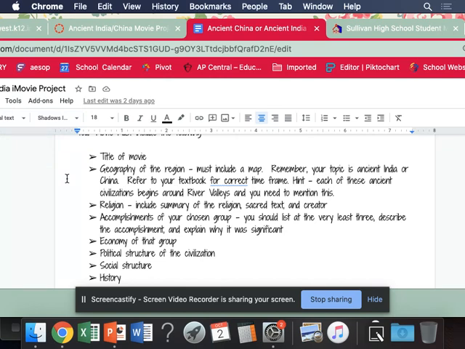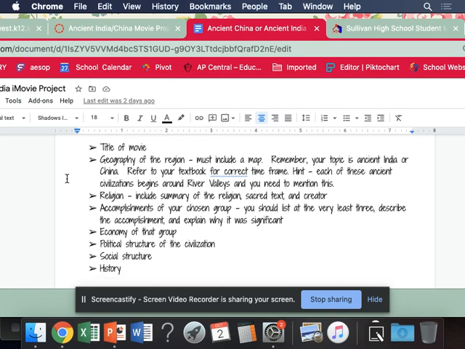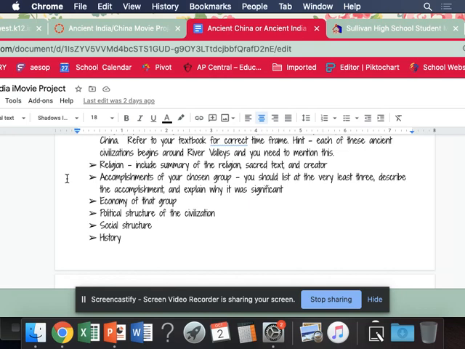Geography, a map. Remember, your topic is ancient India or ancient China. Please refer to your textbook for correct time frame. Each of those ancient civilizations begin around river valleys, so you should make sure that your maps mention river valleys. Religion, include a summary of religion, sacred text, the creator. Accomplishments of your chosen group. List of at least 3, describe the accomplishment and explain why it was significant. The economy, the political structure, social structure, and history.